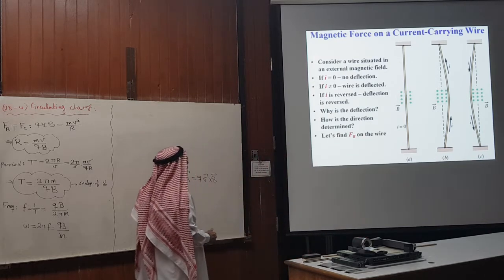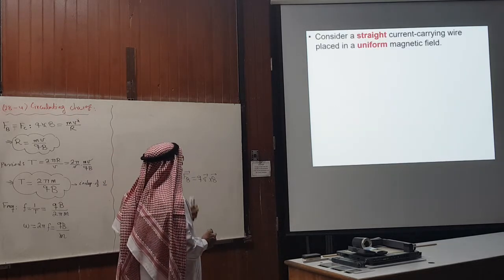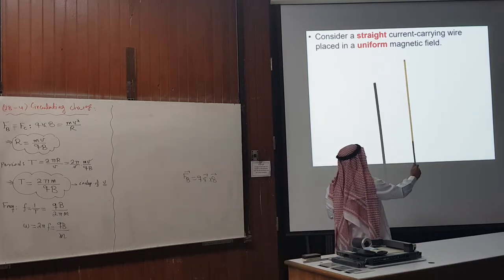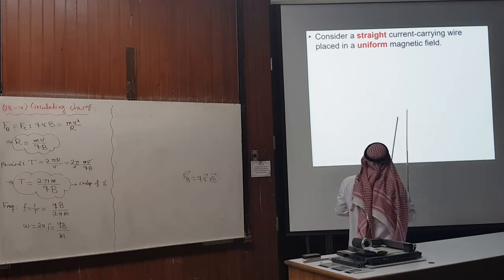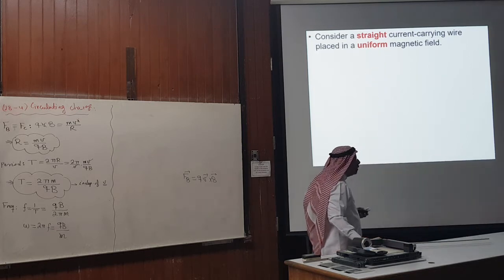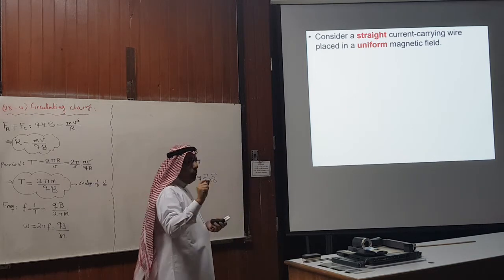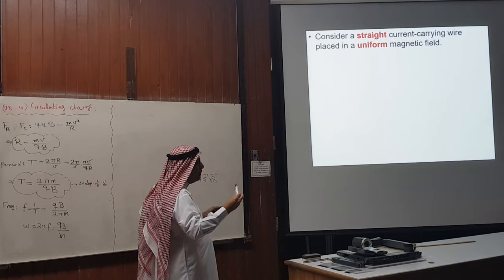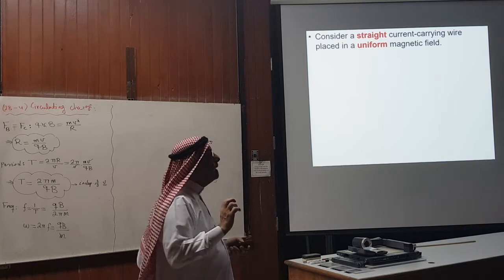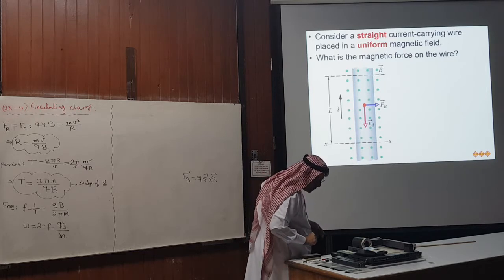So what we want to do now is to find the magnetic force acting on the wire, okay? For that, we consider first a straight wire, okay? A straight wire without any bending, a straight wire that's placed in a uniform constant magnetic field, and of course the wire will deflect. We want to find the force acting on the wire due to the magnetic field. We want to have an equation that enables us to calculate the magnitude of the force and the direction of the force. So let's go through that derivation.